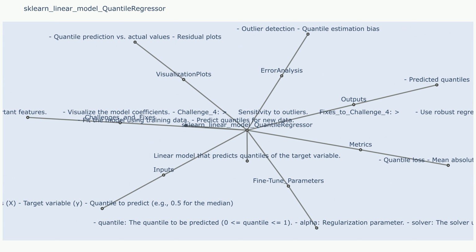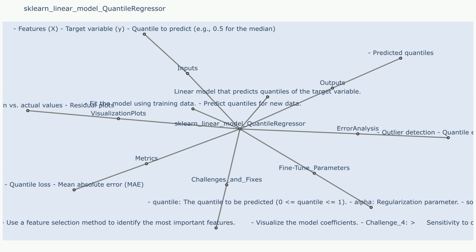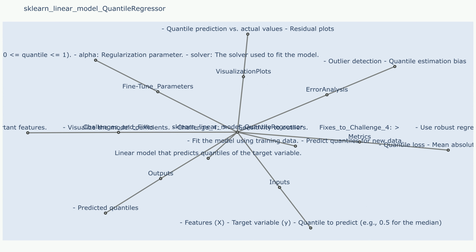Fine-tune parameters: alpha controls the strength of the regularization penalty. Higher values lead to stronger regularization, potentially reducing overfitting. Solver specifies the optimization algorithm used for training the model. Common options include LBFGS, liblinear, and SAG.